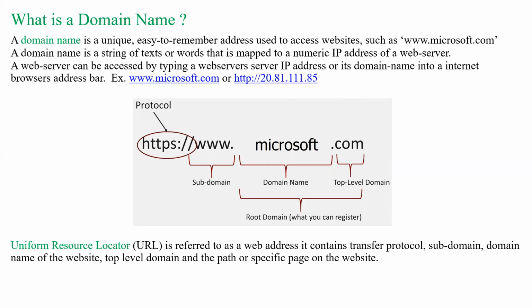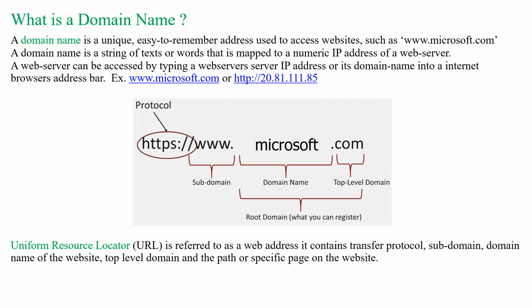A domain name is a string of text or words that is mapped to a numeric IP address of a web server. That means this www.microsoft.com has got a unique IP address, a public IP address attached to it. So a web server can be accessed by typing a web server IP address or its domain name directly into the web browser's address bar.